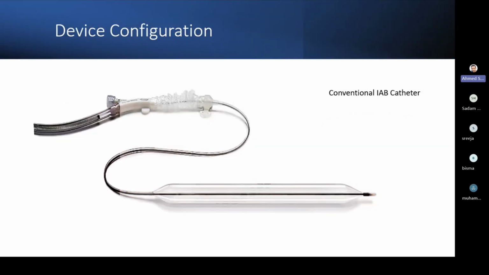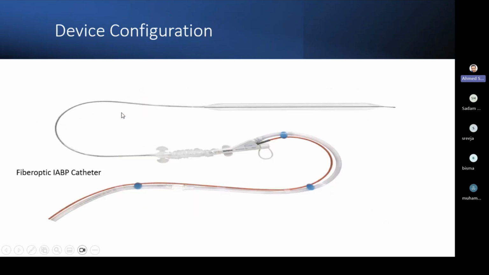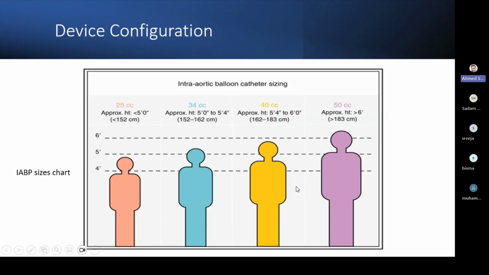And we have 2 types of the catheter: the conventional intra-aortic balloon catheter, which has the 2 ports only, one for the conventional arterial transducer, and the other one for the helium. And the second type of the catheter is the fiber optic catheter. There is an extra port for the fiber optic catheter.